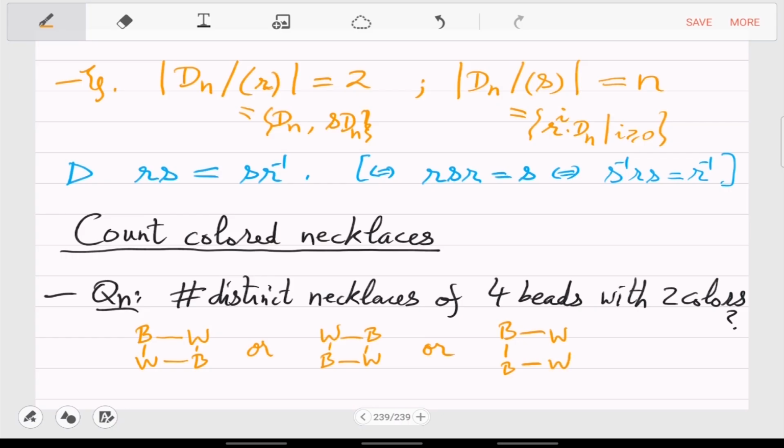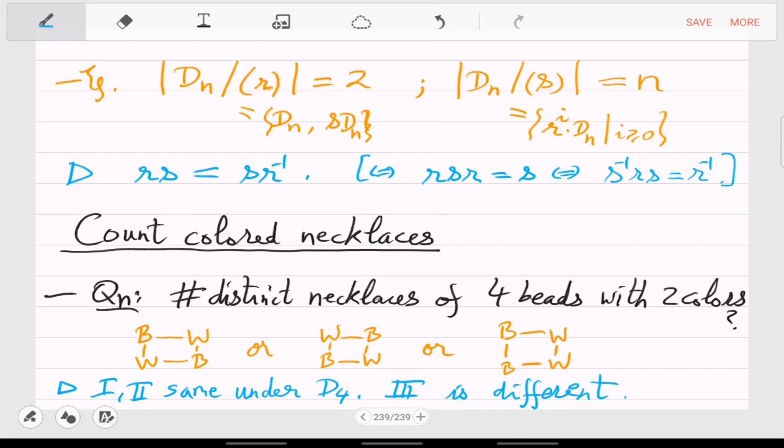Is it the same? So this is different, right? So the first two are the same, the third is different under D4 symmetry. So 1 and 2 are the same under D4, the third is different. Right, so if we use 2 blacks and 2 whites, then you only have 2 different necklaces. You can show that in this simple example.